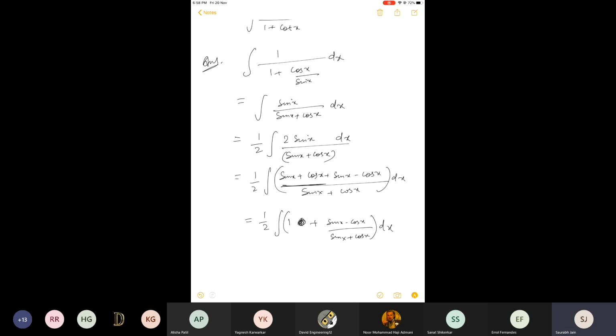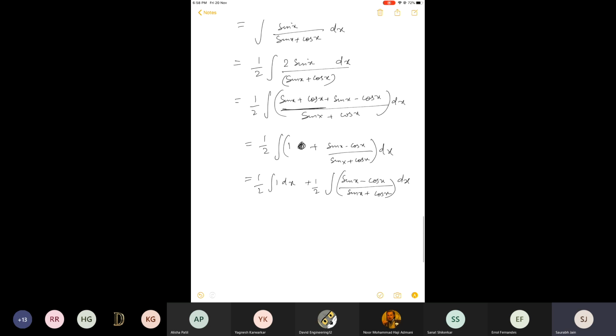Now we will split it in two parts. First part is easy. Integration of 1, everybody knows. Second part, now just like the previous question, or if you want to change it in the same question, you can take minus common, so it will change to the previous question. But there will be no previous question in the paper, right? So what will you do?